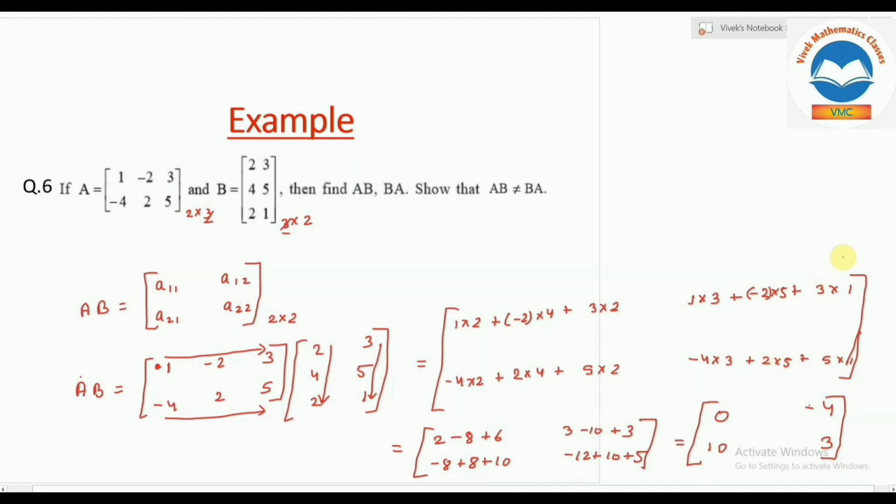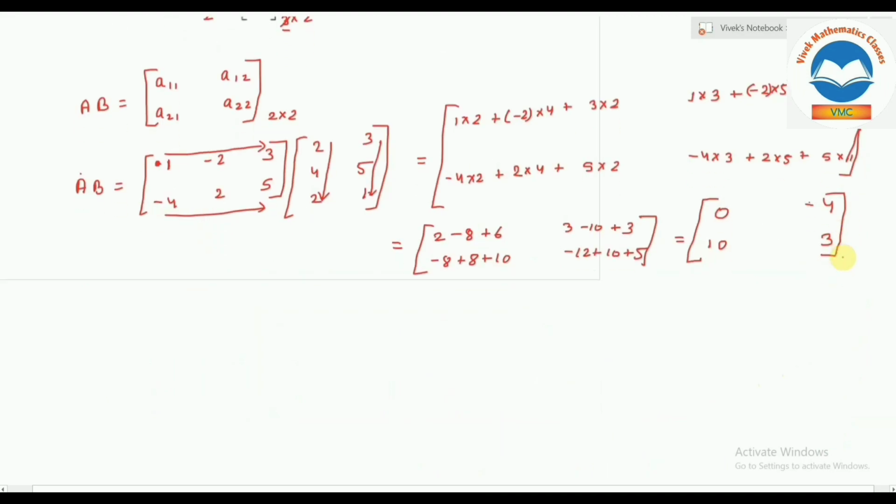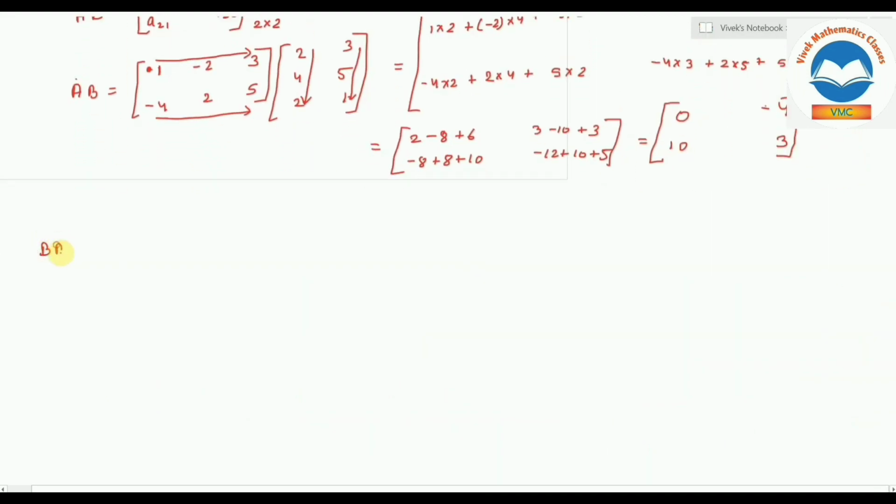Now we will find BA. So BA will be B into A. First you have to write the B matrix. So the B matrix is 2, 3, 4, 5, 2, 1. What is the order of this B matrix? 3 cross 2. Next we will multiply with the A matrix. So the A matrix is a 2 cross 3 matrix. This is 1, minus 2, 3, minus 4, 2 and 5.